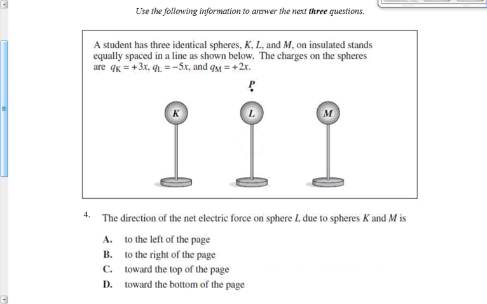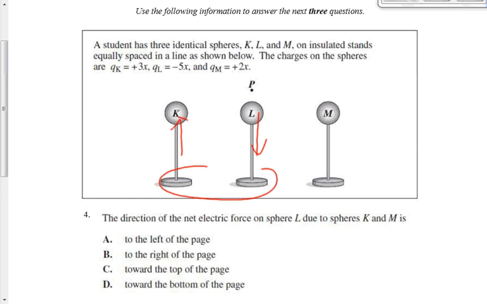Okay, so now we have 3 charges. Once again, on insulated stands. Hey, they like that insulated stands thing, right? All they're telling us there is that we don't have to worry about electrons being drained off of sphere L into the ground, or coming up from the ground into sphere K or whatever. We don't need to worry about any of that.